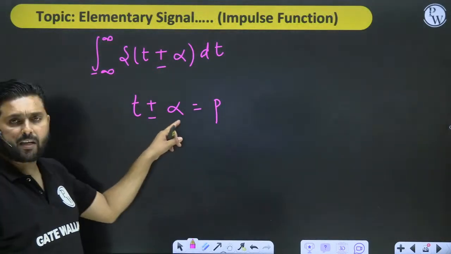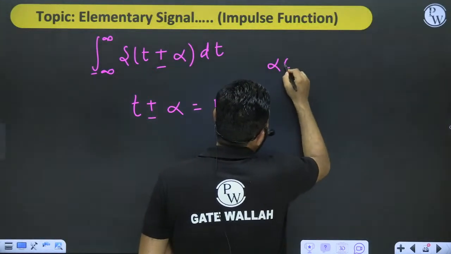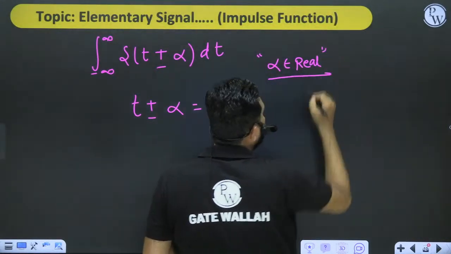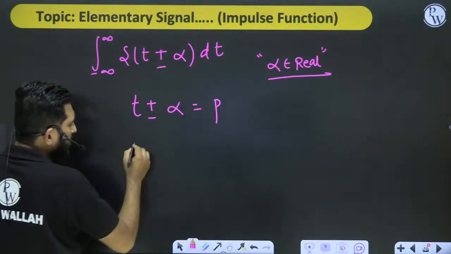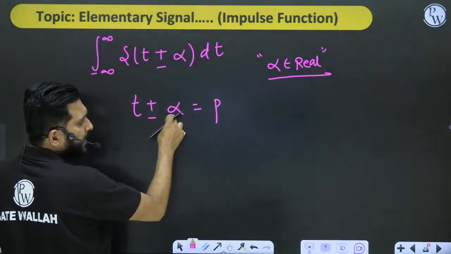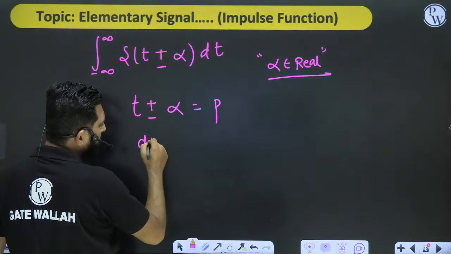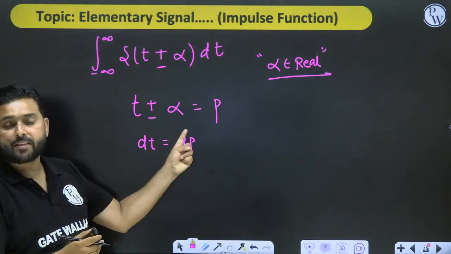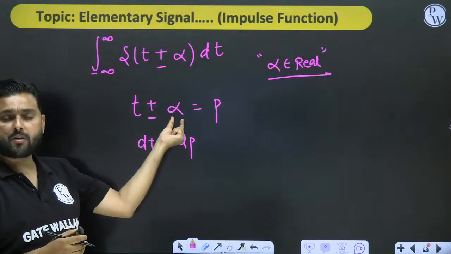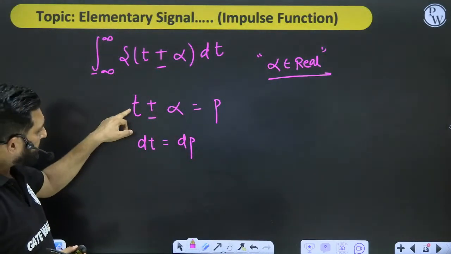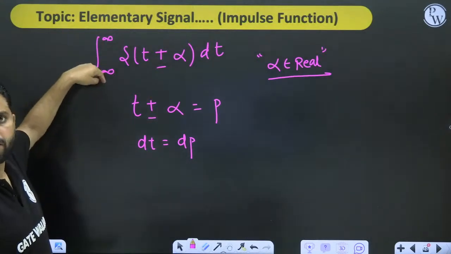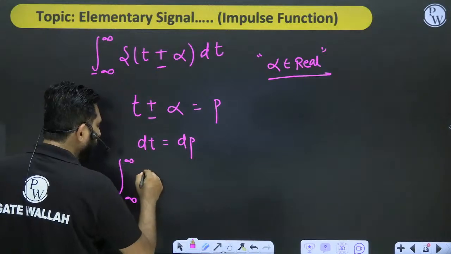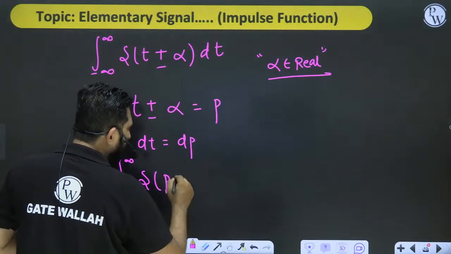Now since alpha is a constant, alpha belongs to the real constants, yes or no? Alpha is a constant, so t plus or minus alpha is just a variable shifted by a constant, so what is dt? dt is equal to dp. Why? Because if you differentiate this, the constant comes out to be 0, and the limits will remain the same. So it looks like the integral from minus infinity to infinity of delta p dp.